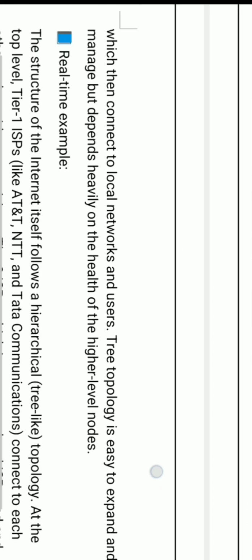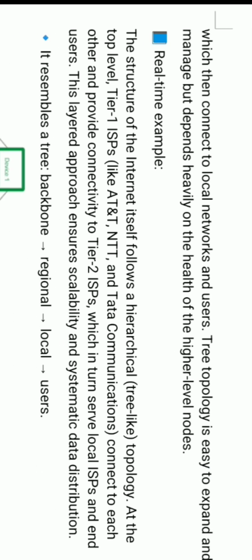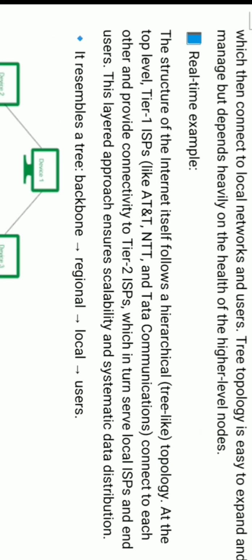Now, let's see some real-time examples of this topology. At the top level, we have Tier 1 ISPs, large companies such as NTT and Tata Communications. They connect with one another and form the backbone of the internet. Below them, we have Tier 2 ISPs. These are regional service providers. Below them, local ISPs. And then finally, end users like you and me. So the internet structure looks like backbone to regional, regional to local, and local to users, just like a tree with branches growing step by step.